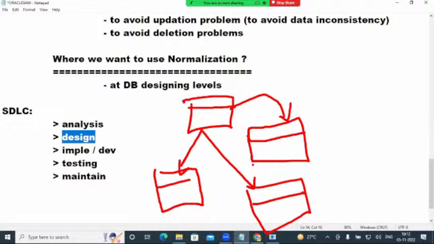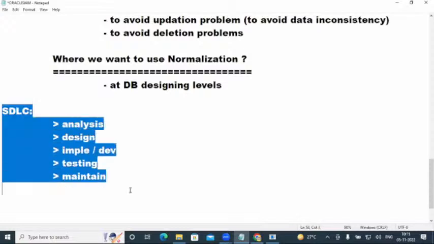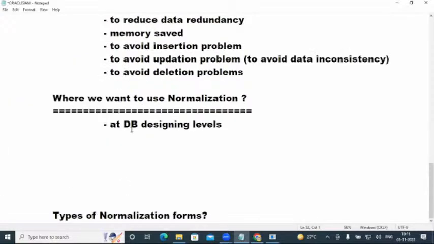This much hierarchy will be followed by people when they develop either front-end projects or back-end projects. Okay? So at this level, your normalization technique will be useful for the designs. In the designing phase only, normalization will be applied. After that, development is started. That's why we use normalization at the database designing level.